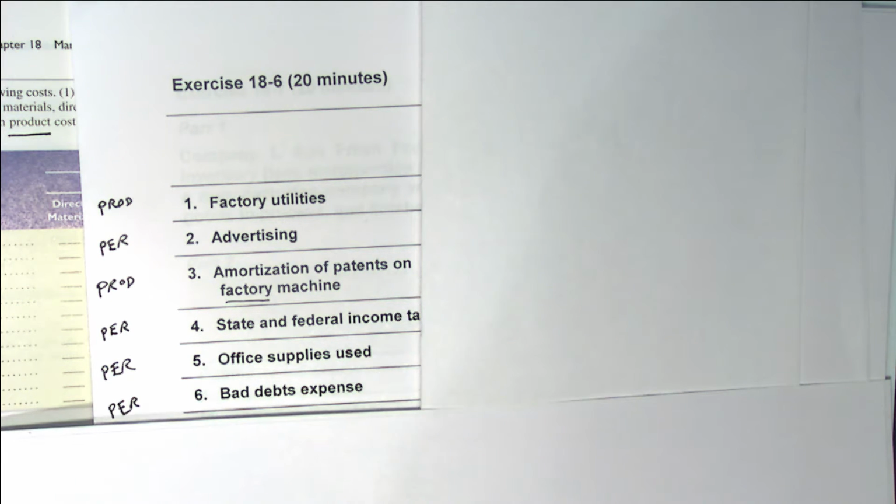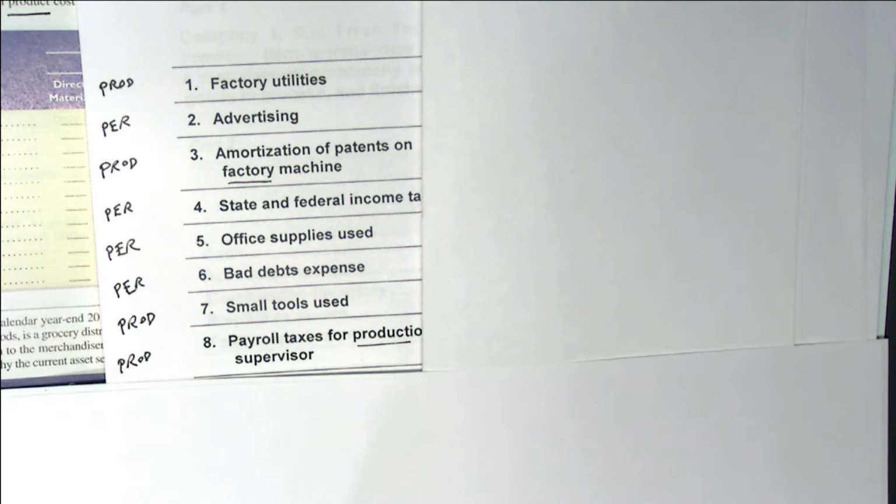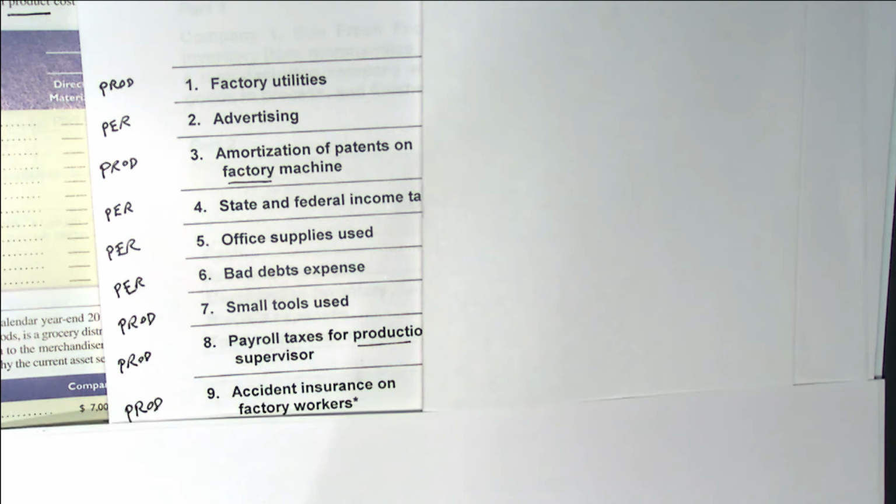Number 7, small tools used. Let's assume that these are used in the factory. Product. It is a product cost. Number 8, payroll taxes for the production supervisor. Product. Well, there's the word production, so it's a product cost. Number 9, accident insurance on factory workers. Product. It's a product cost.